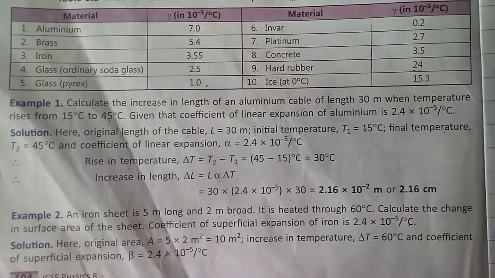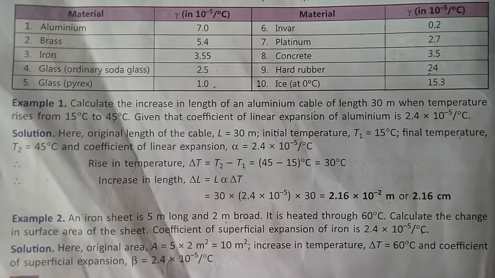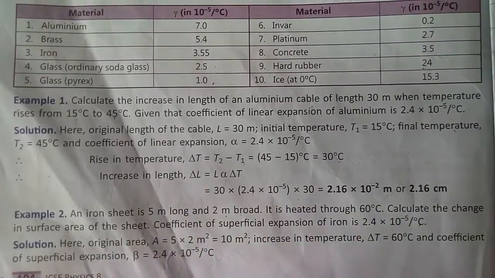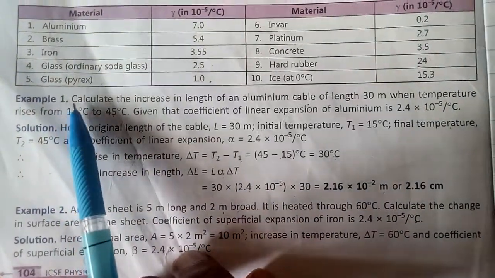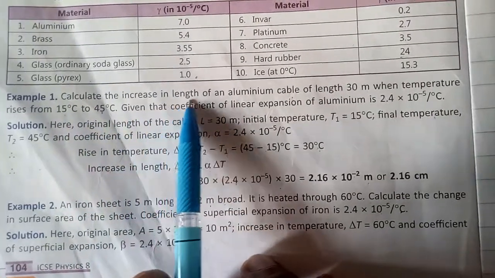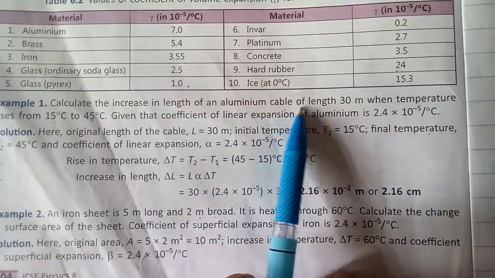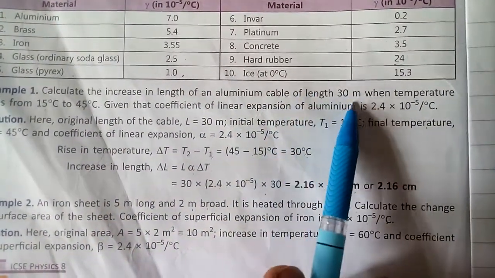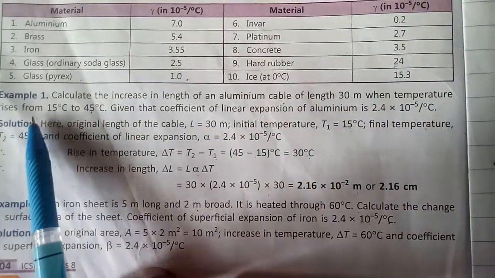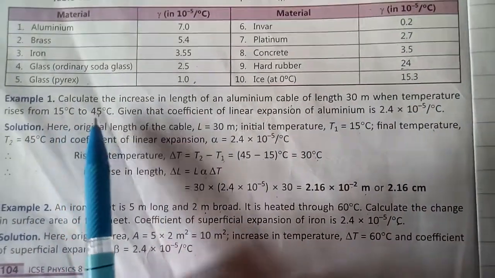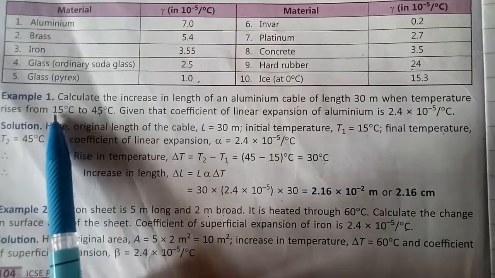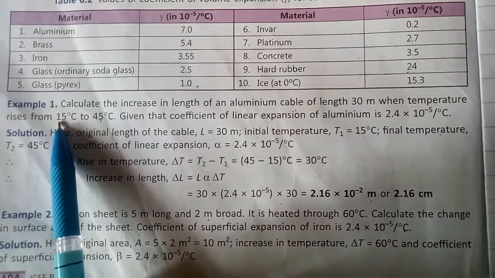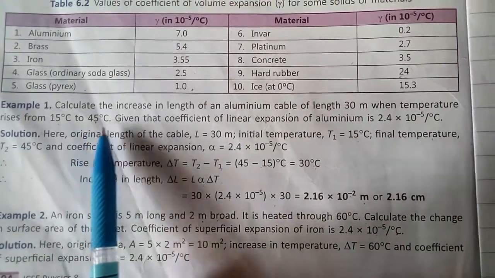Today we are going to discuss some numericals, solve numericals of chapter number 6, heat transfer. Now look at example number 1. Calculate the increase in length of an aluminium cable of length 30 meters. This is the original length when temperature rises from 15 degrees Celsius to 45 degrees Celsius. So this is the original temperature, and this is the final temperature.